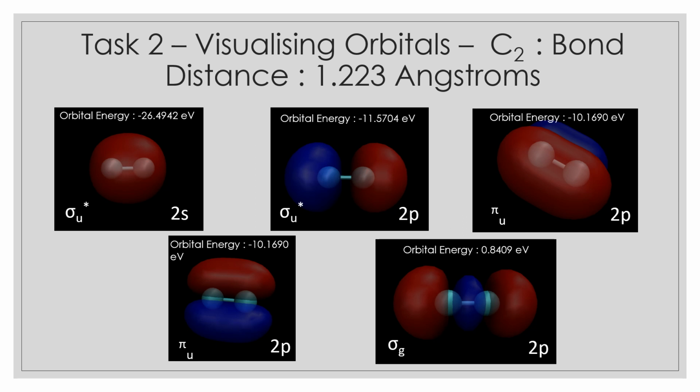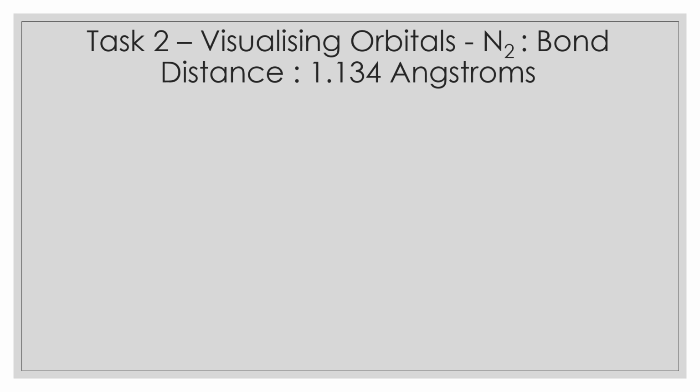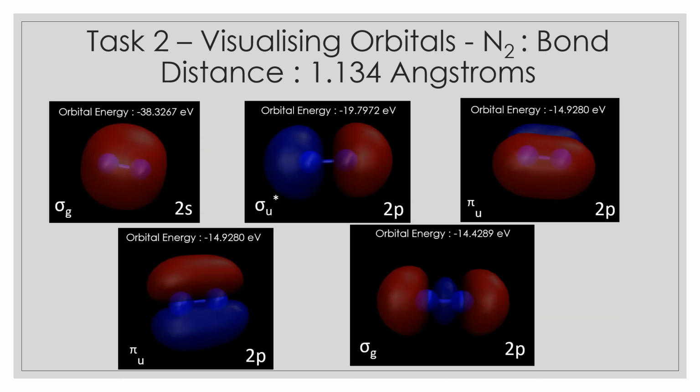It's worth noting here that the positive part of the orbital is in red, where the negative part is in blue. The second molecule to be investigated is diatomic nitrogen. This was found to have a bond distance of 1.134 angstroms. The orbitals have been assigned appropriately. Carbon and nitrogen have the same orbitals, but different bond lengths.